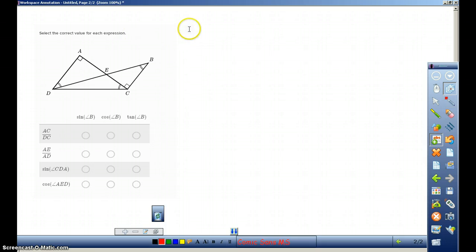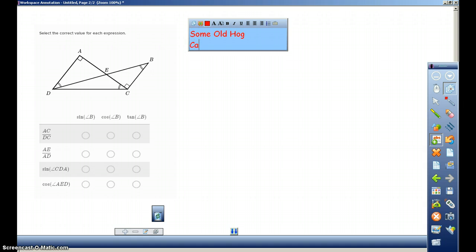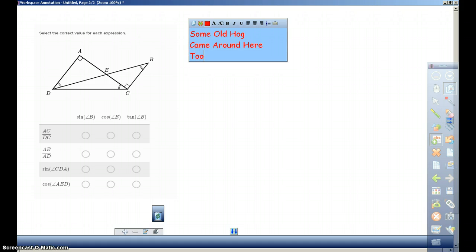So let me try typing that out for you. Some old hog came around here, took our apples. And I just always remember that. I just remember the first letters, S-O-H-C-A-H-T-O-A. And those are the ratios right there, okay?